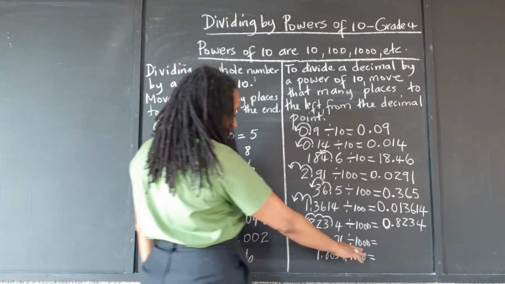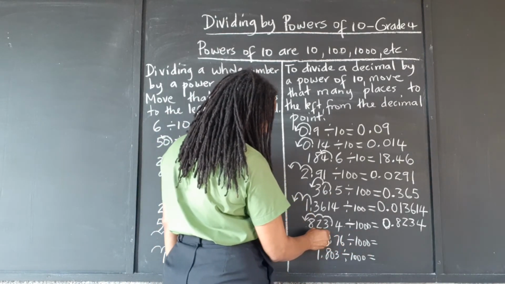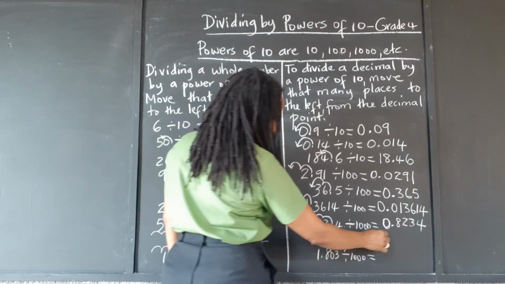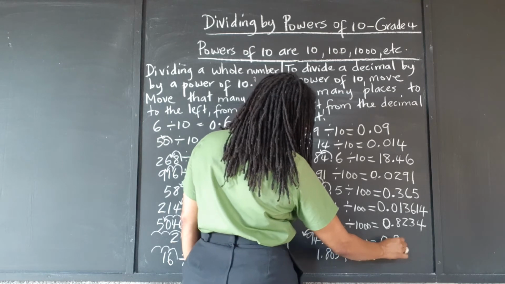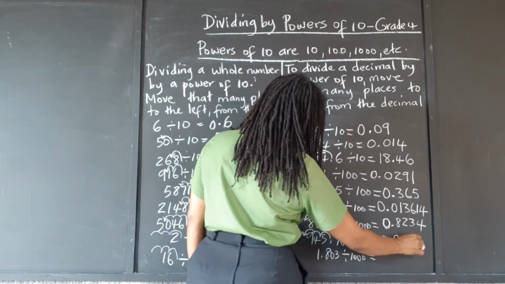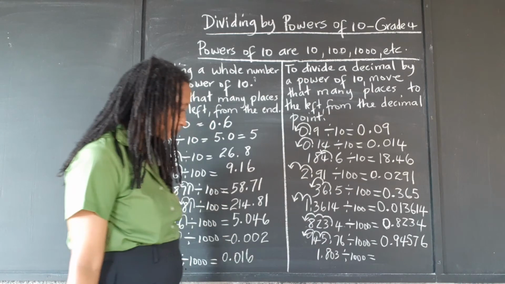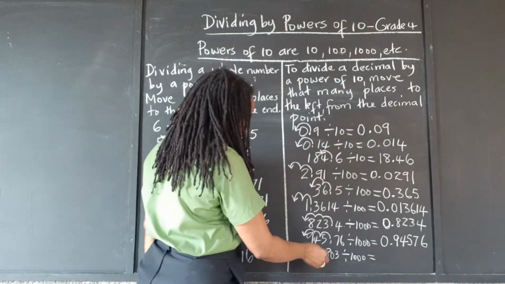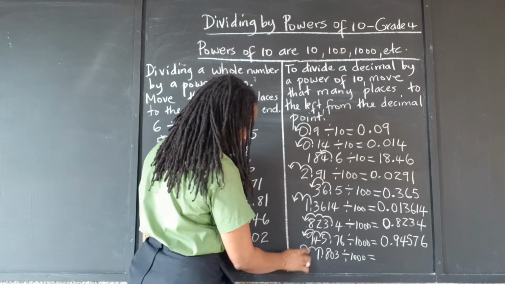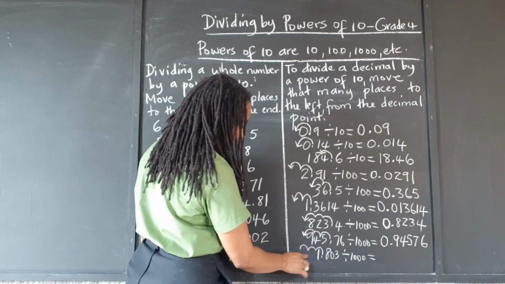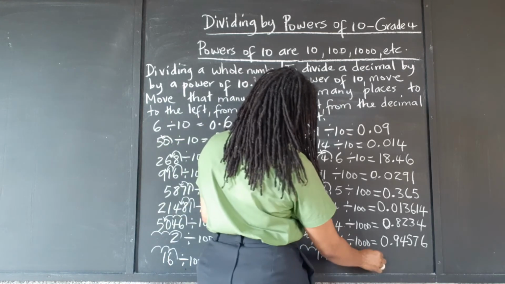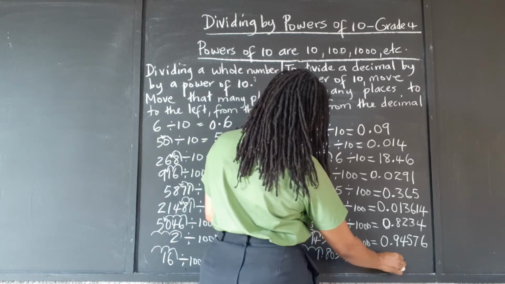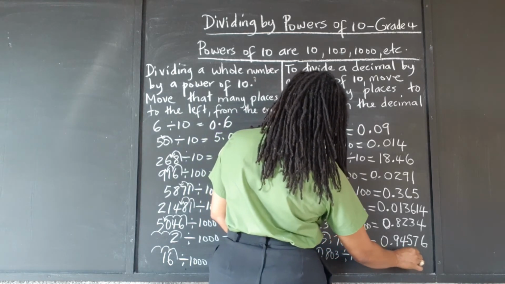Alright, so now we're dividing by 1,000. So let's go 3 places. 1, 2, 3. It's going to be here. So that's 0.94576. And finally, we're dividing 1.803 by 1,000. So that's 1, 2, 3. We need 2 of our friends to fill the place here. So it will be 0.001803.